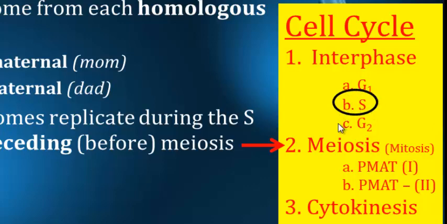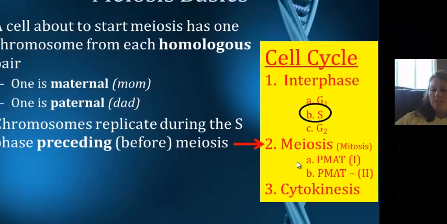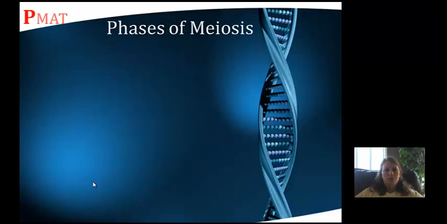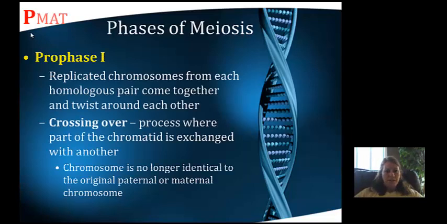So when we're talking about chromosomes replicating during the S phase preceding meiosis, we're talking about what is coming before. So we're going to be focusing on what the chromosomes are doing before we start the process of meiosis. So at the beginning of meiosis, the cells are going to be diploid, which is 2N. And if you need to refer back to the previous lecture or your lecture notes in your spiral, then go ahead and do that. So it's going to be the total number of chromosomes.